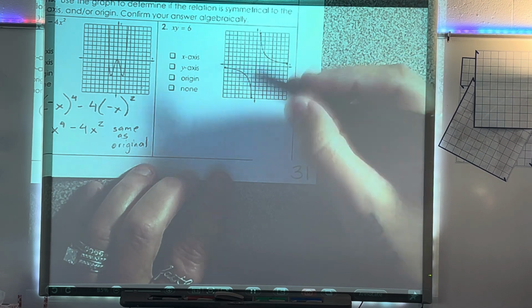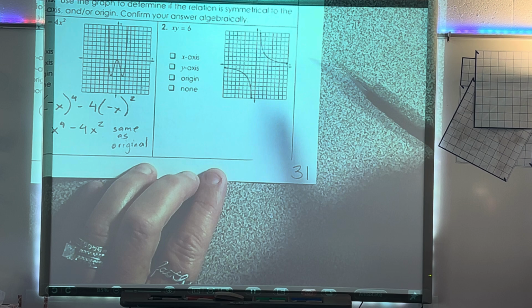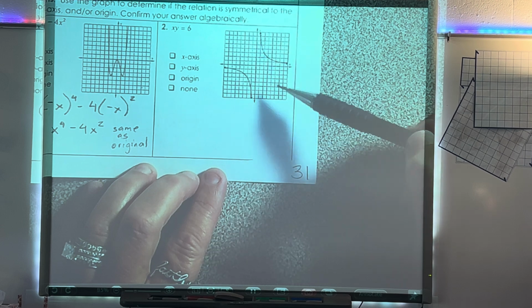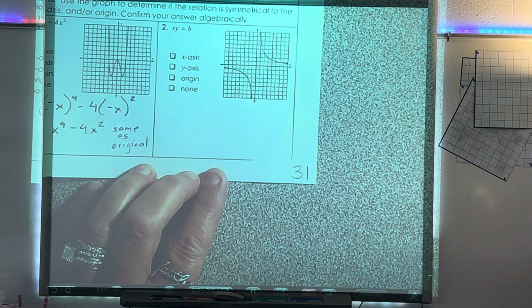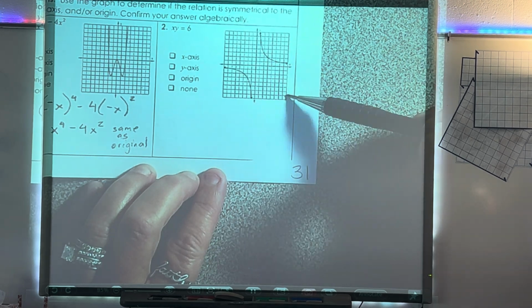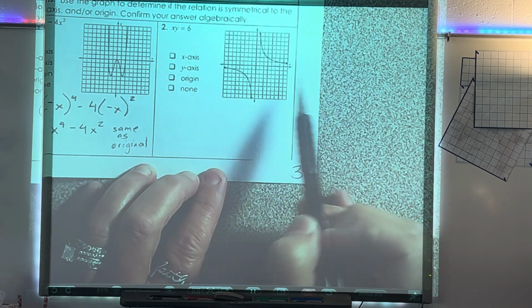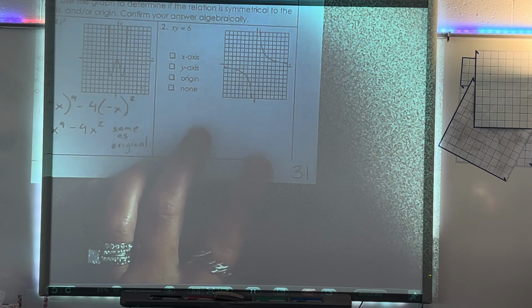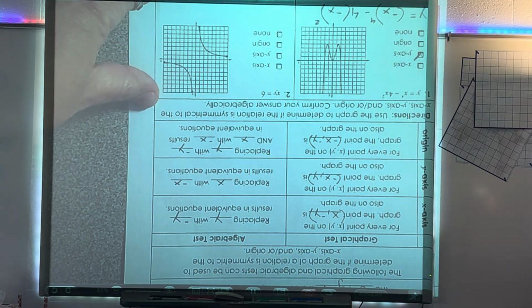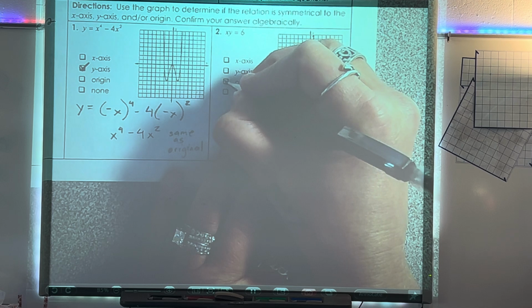All right, so this one here, does it appear that it's the same on the top and the bottom? Exactly the same, like above, below? No. Does it appear the same left and right? No. So then your other test is basically your alternate quadrants or your rotation test, and that one does in fact look the same, right? So we're saying it looks like it is the origin.